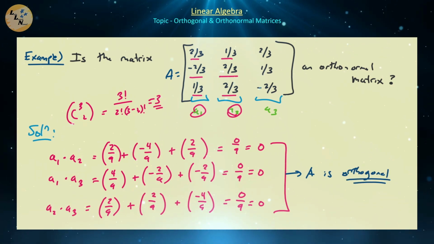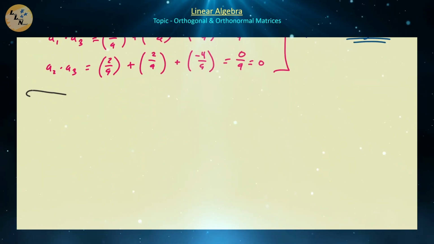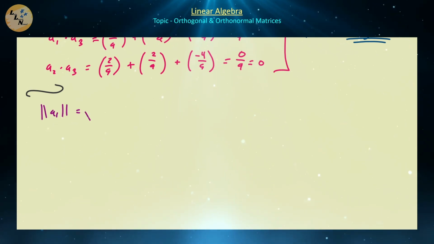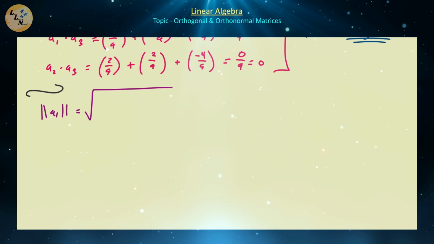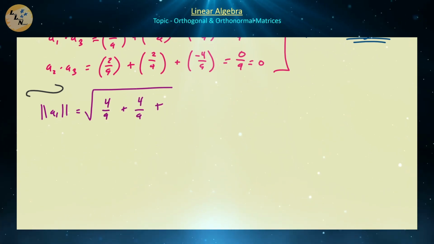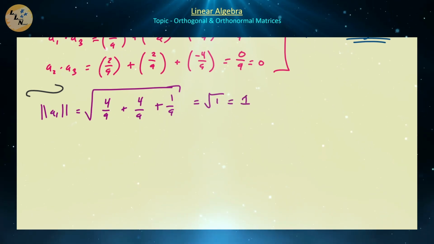Now just because it's an orthogonal matrix, that does not imply that it is an orthonormal matrix. Now we need to see that each of the vectors is indeed a unit vector. So we need to find the norms of each of those vectors, so let's go ahead and do that. The norm of A1 is going to be equal to the square root of the sum of the squares of each of the components. That's 4/9 plus 4/9 plus 1/9, which is 4 plus 4 plus 1, which is 9 divided by 9, which is 1. So that's the square root of 1, which we know is equal to 1.